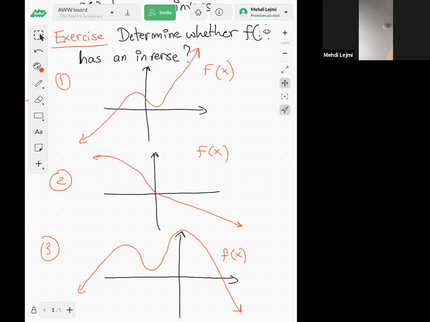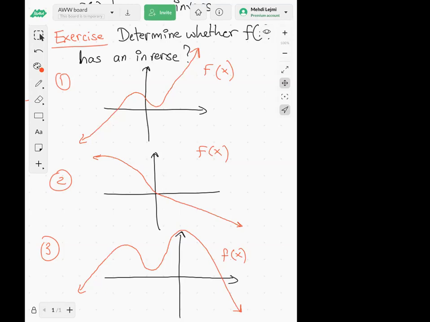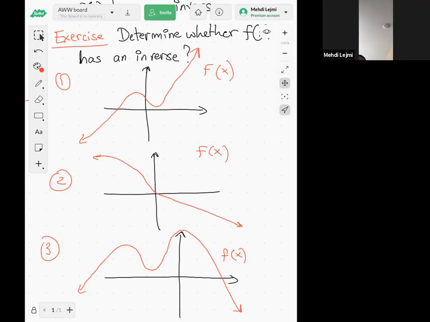Yeah, absolutely. Number three has no inverse. And what about number two? I had said that number two has an inverse. Yes, absolutely. Thank you, guys. So for number one, yes, absolutely.